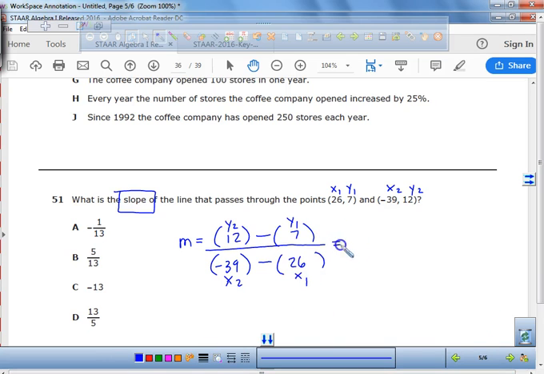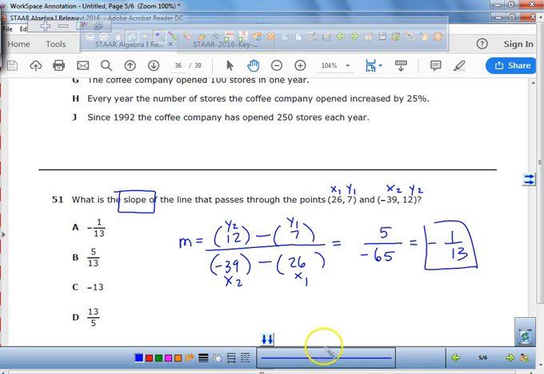All right, let's see what we get. Right here, if you do 12 minus 7, you should get a 5. And if you do negative 39 minus 26, that's negative 65. And that reduces to negative 1 over 13. That's the by hand method. If you just did it by hand and you knew how to add and subtract integers, you get this.